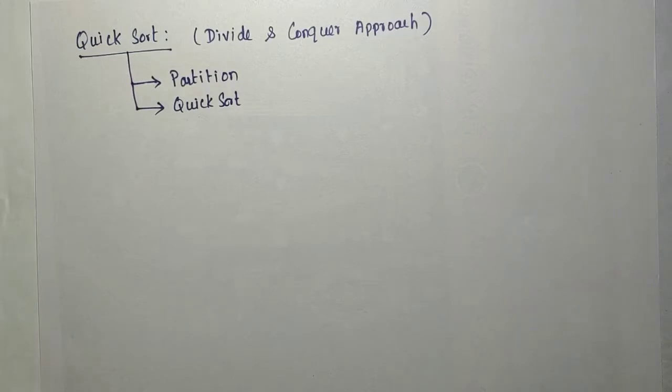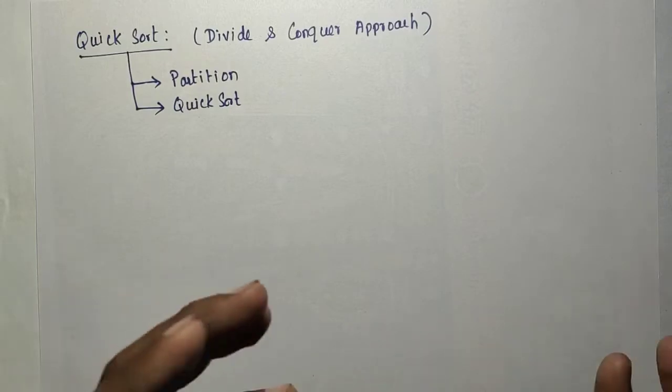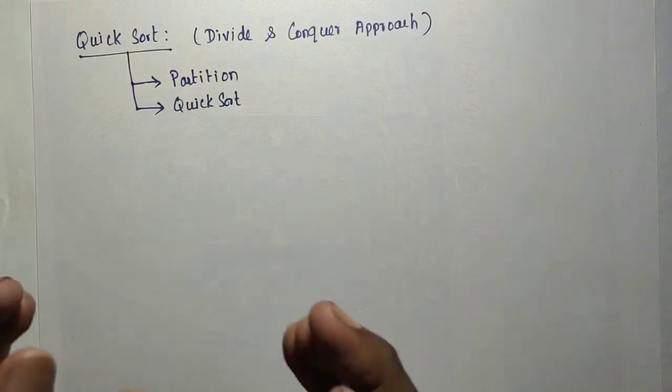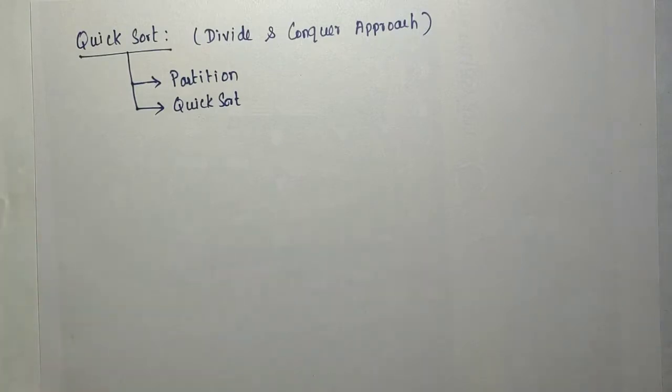Similar to that, in quicksort also the input is divided into two parts, but the two parts are not going to be of equal size. It is not divided exactly into first half and second half. Depending on some key element, the input is divided into two parts. The sizes of the first and second parts will vary.